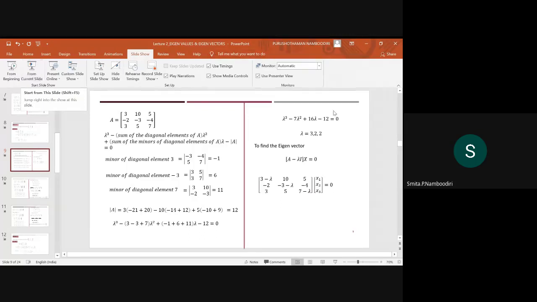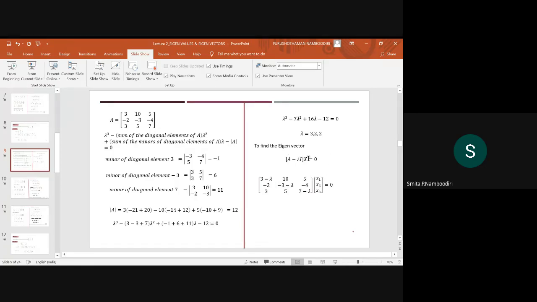So now, in the previous problems, we had distinct roots: 4, 2, 1 and 1, 2, 3. We had all distinct roots. Now we are having a repeated root, so we'll see what is to be done for that. Now for the first eigenvalue, when lambda equal to 3, we will calculate the eigenvector.